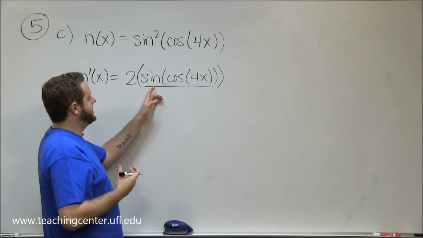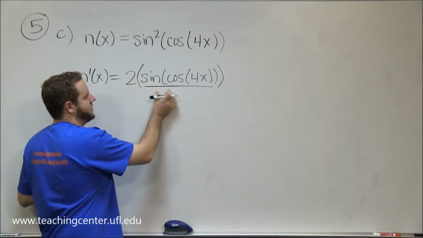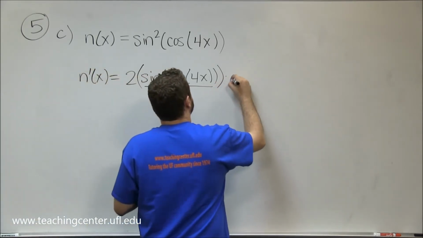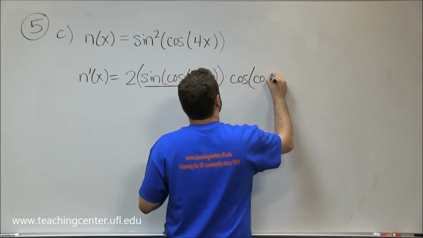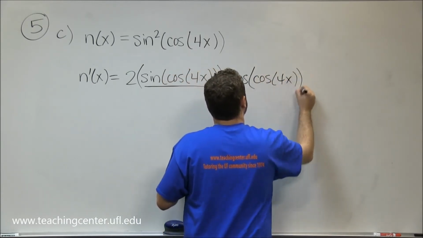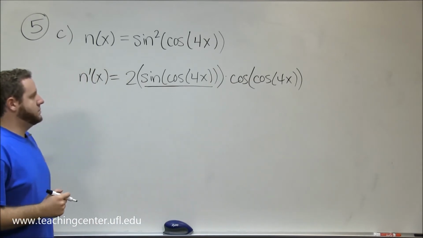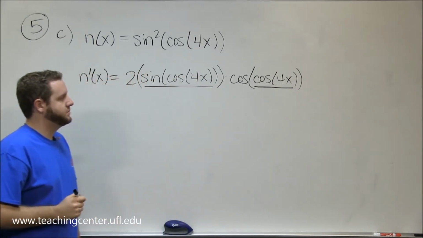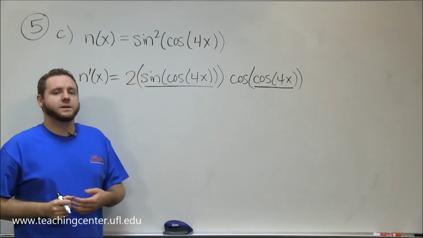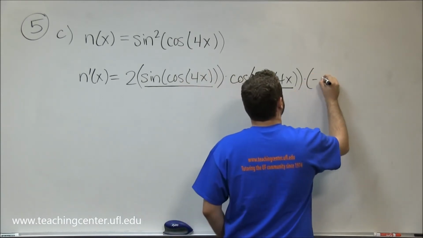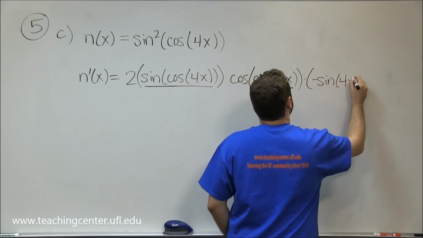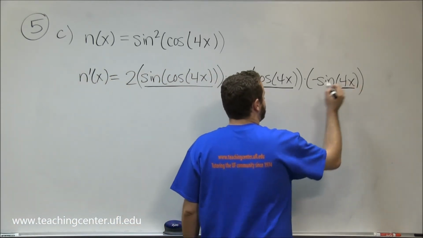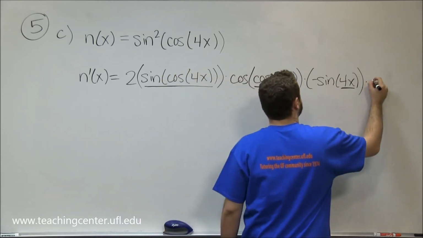So the derivative of that is, now let's think about what's the outermost function that's going on here, it is sine. So the derivative of sine of anything is cosine of that same thing, which in this case is cosine of 4x. And then now we have to take the derivative of the inside of that, which is cosine of 4x. So the derivative of cosine of anything is negative sine of that, which is in this case 4x. And then we have to do one more step, take the derivative of the inside of that. The derivative of 4x is 4.